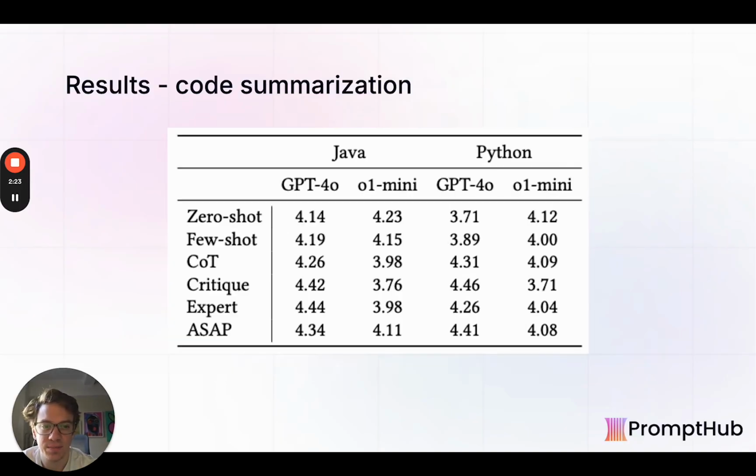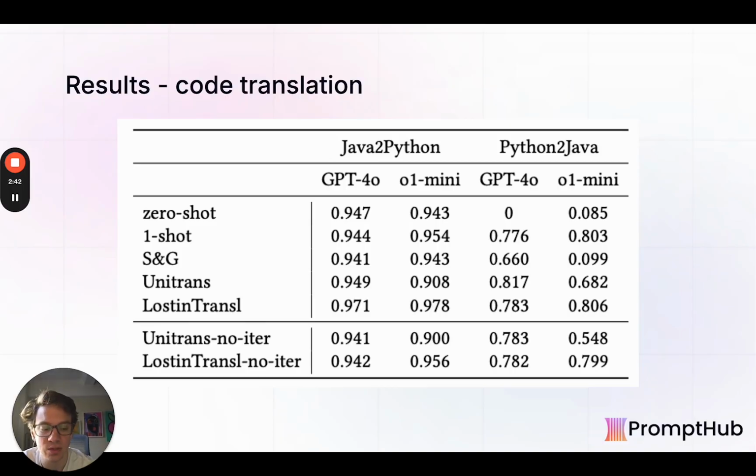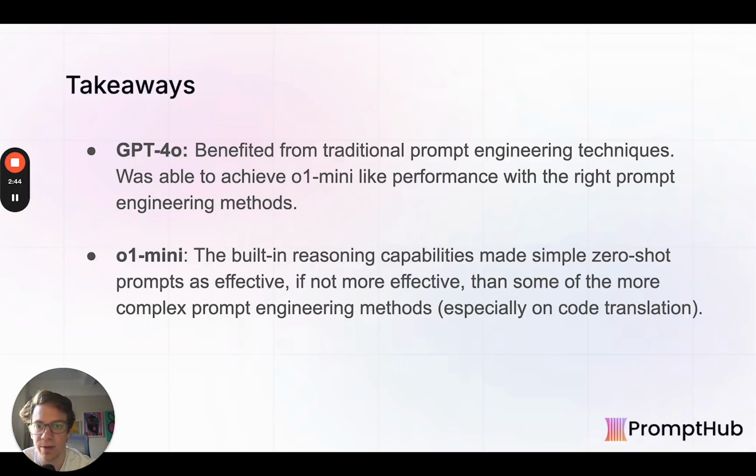Code summarization, in this case you could see for O1 Mini using few-shot actually resulted in worse performance, same with a bunch of the other methods. So this goes to that trend where using prompt engineering methods that worked for previous models on the reasoning models can actually result in worse performance. And the trend continues. We won't spend too much time there.